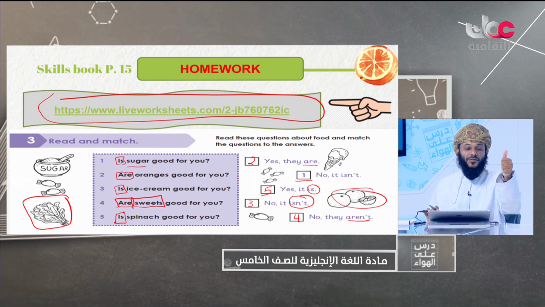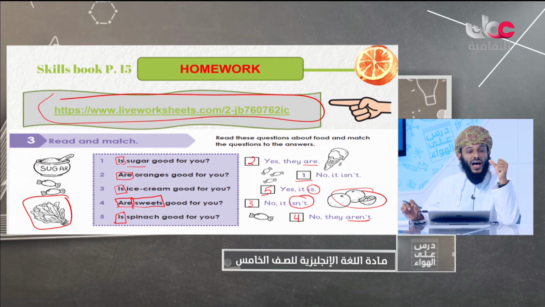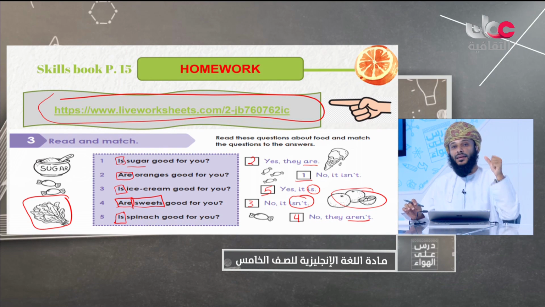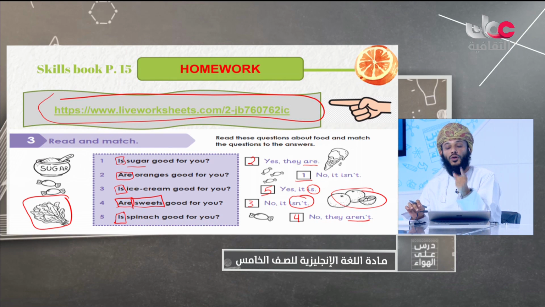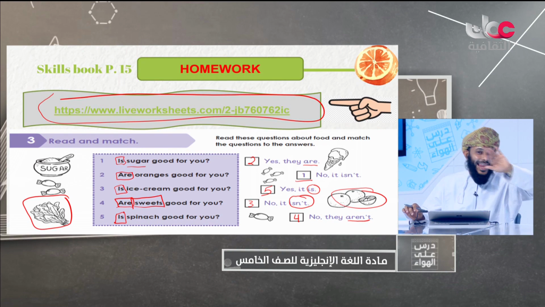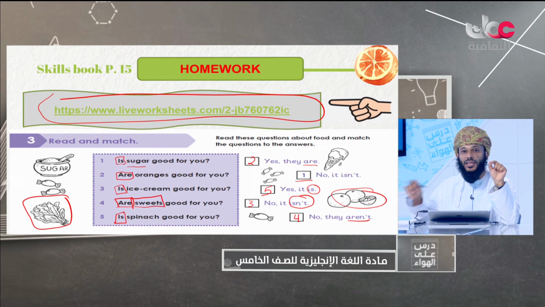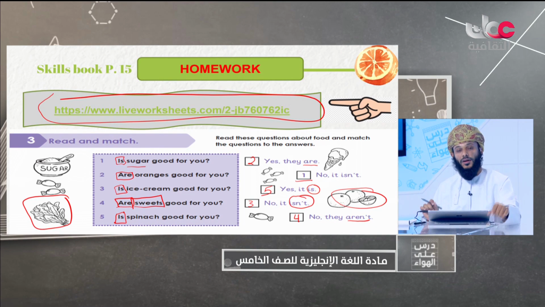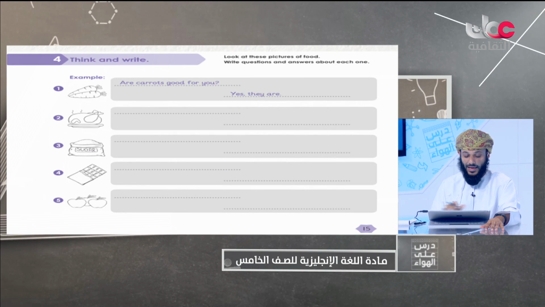Again, if we have countable nouns, we have to use are. And the answer has to be yes, they are, or no, they aren't. If we have uncountable nouns, we have to use is. And the answer has to be yes, it is, or no, it isn't.